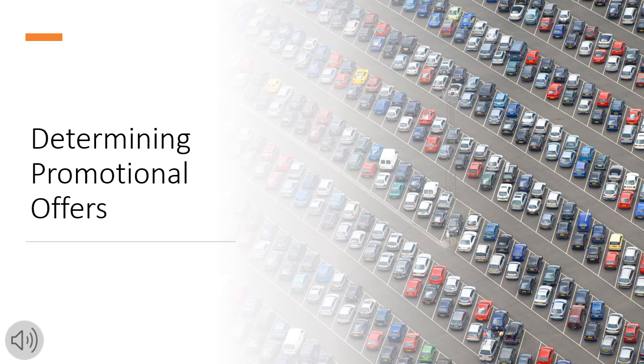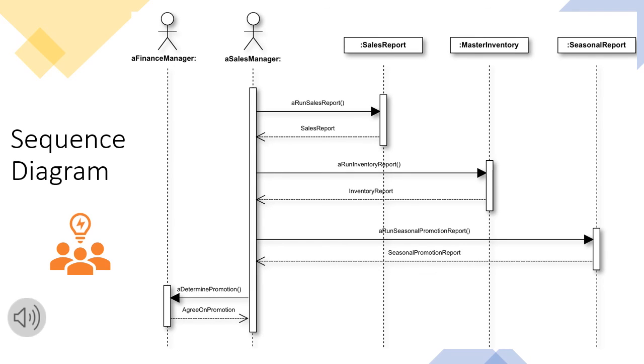Now we will go on to determining promotional offers. In this sequence diagram, the sales manager will first run the sales report to see how sales are doing for the week. Then the sales manager will run an inventory report to check inventory levels. Finally, the sales manager will check the seasonal report to see if there are any seasonal promotions coming up. With this information, the sales manager will determine if and what the promotional offers will be, and communicate it with the finance manager to see if the team is in agreement of the promotion.